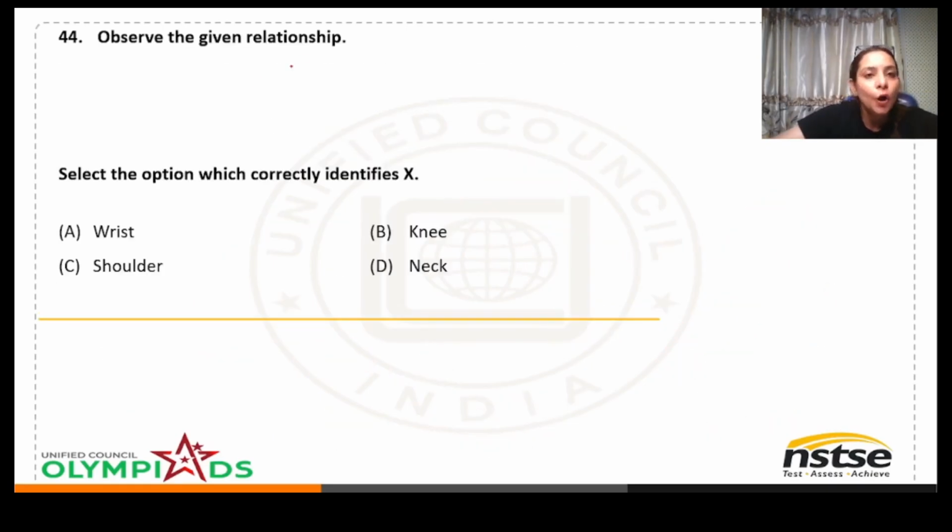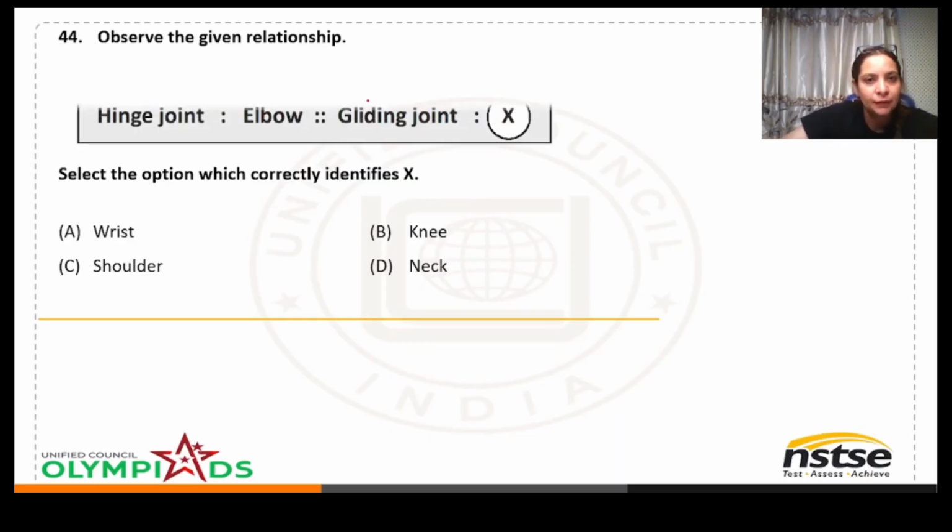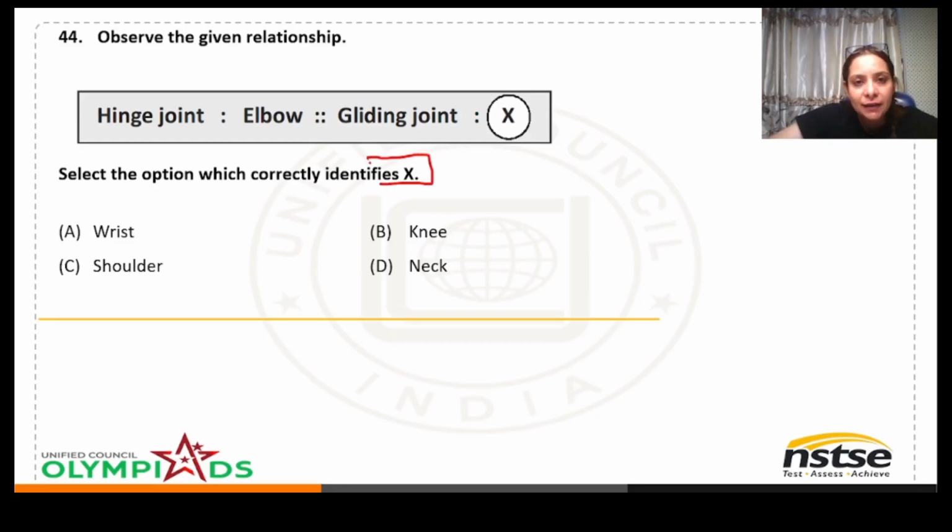Next question. Observe the given relationship. So here we have a relationship: hinge joint, elbow, gliding joint, something X. Now in this question we need to select the option which correctly identifies X. We need to find X. Now before we move ahead towards the solution, let me tell you what joints are.